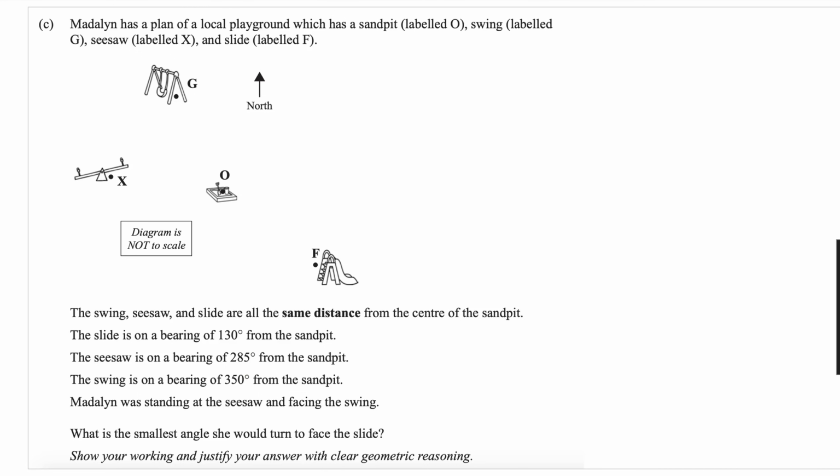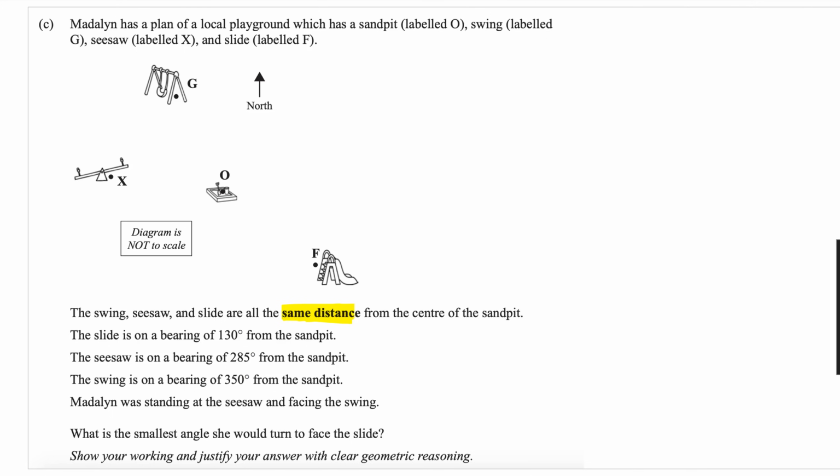All right, guys, so what we have here is a classic bearings question. Actually, it might not be a classic one, but let's see. What we've got is O is the center, which is the sandpit. And then let's look at each one of these bullet points. So the first bullet point is this: the swing, seesaw, slide are all the same distance from the center of the sandpit.